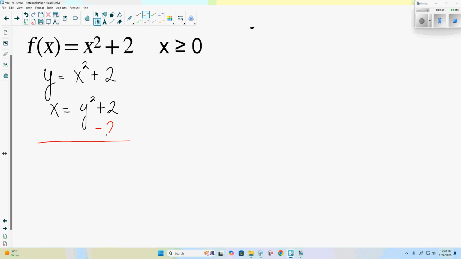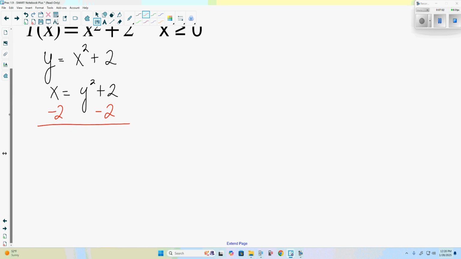Now we're going to solve for y. We're going to get y by itself. So the first thing we'll do is subtract 2 from both sides, telling us y squared is equal to x minus 2. Last thing we're going to do is take the square root of both sides. The square root of y squared is y, which is equal to plus or minus the square root of x minus 2.